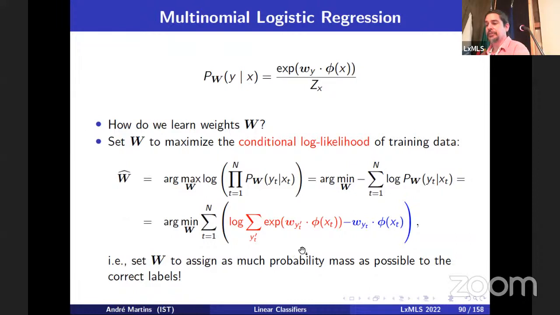Okay, so this means that the objective function that we need to minimize in logistic regression has these two different terms. One term uses the weights for the correct class, the ground truth class, YT, and the other acts as a normalizer that quantifies how much probability mass we are putting in all the other classes, including also the correct one. So we need to find W that maximizes or minimizes this objective. Any questions?